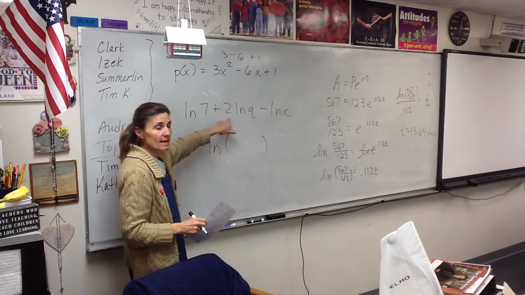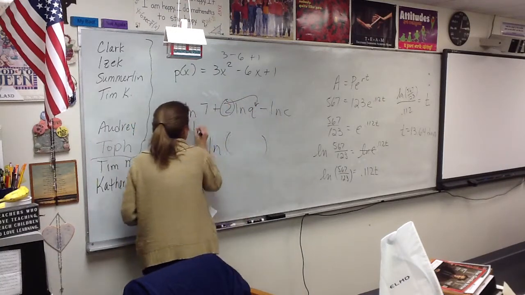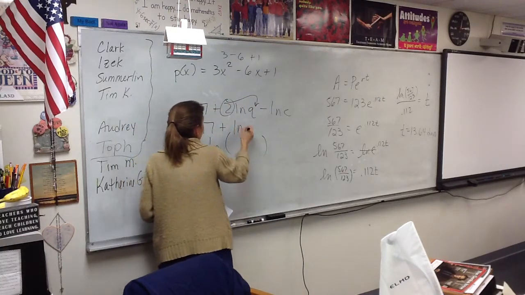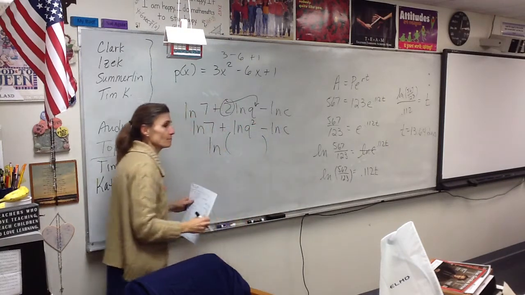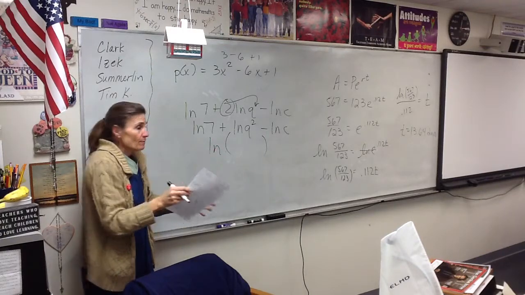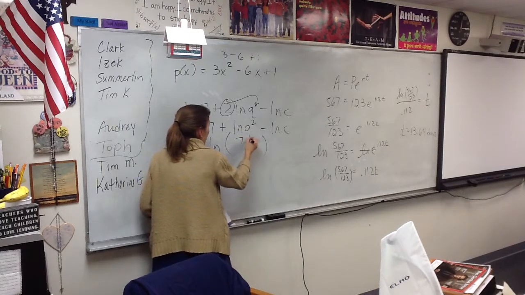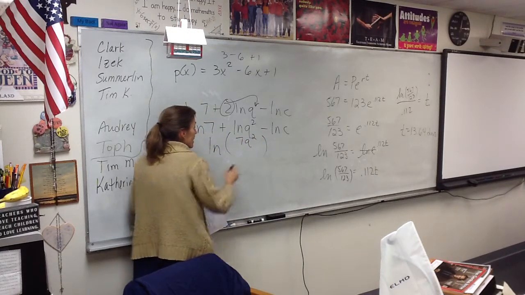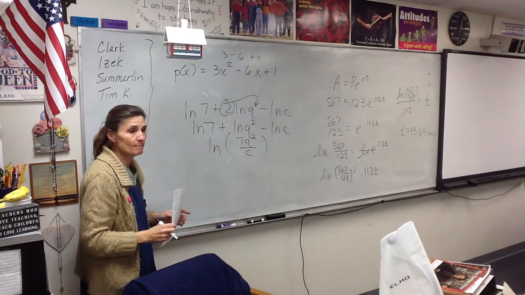So what happens to that? It becomes an exponent. So now we have ln 7 plus ln q squared minus ln c. Now we can put it all together because these two have been added, so that means they are multiplied, over. That one is subtracted, so it means it's been divided.